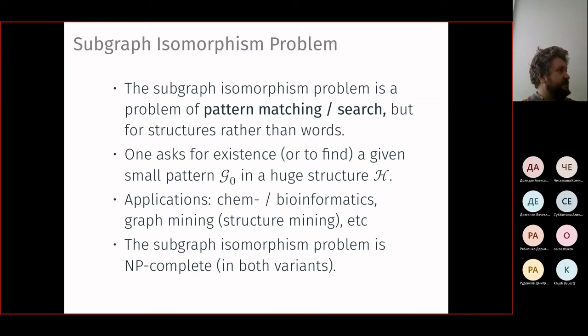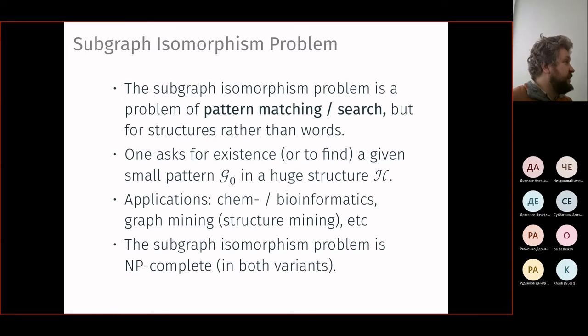Well, this one is NP-complete. Of course, again, it belongs to NP. This is the same: you just guess the subgraph isomorphism. So you take H and you guess the subgraph which is isomorphic to G0, and you guess the isomorphism to G0. This is easy, but it's really NP-complete. Why?